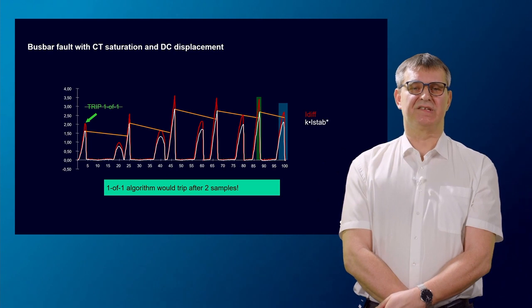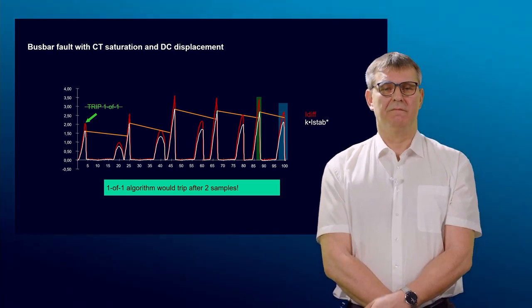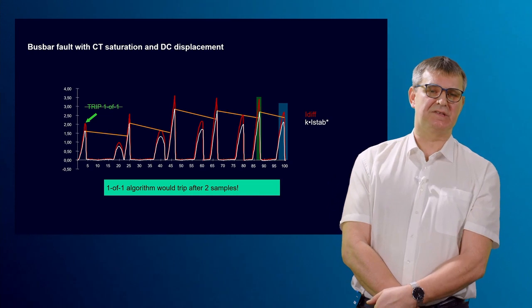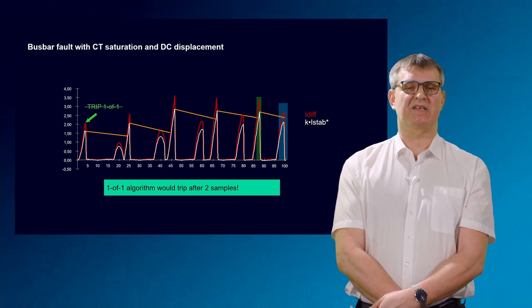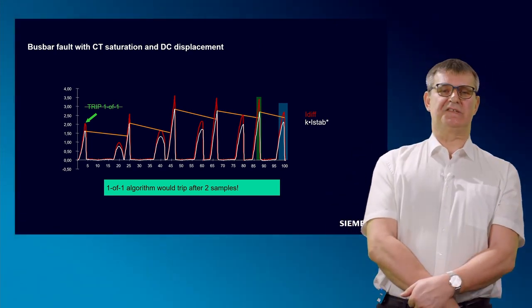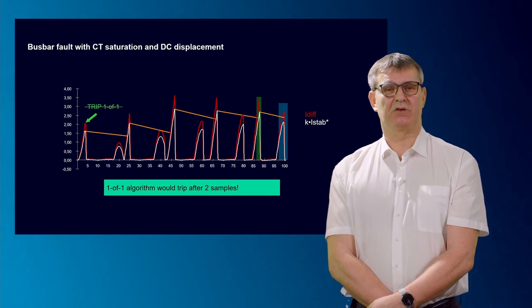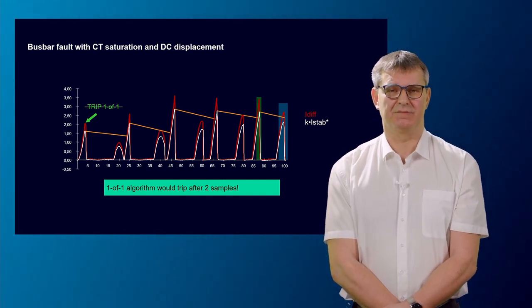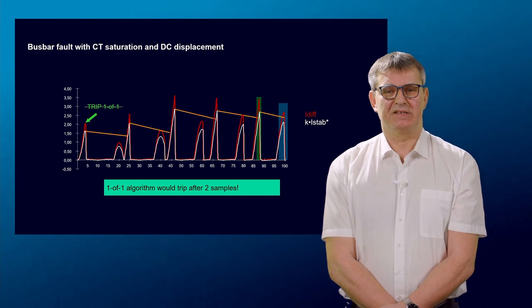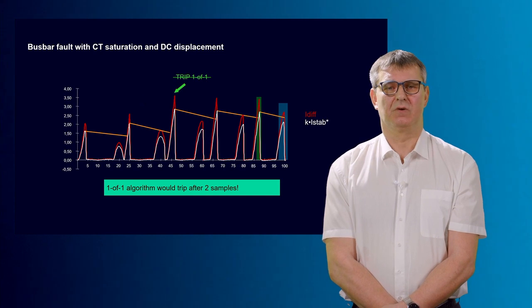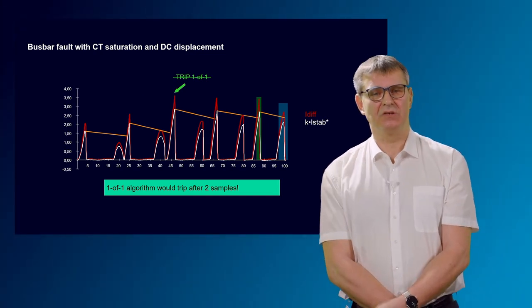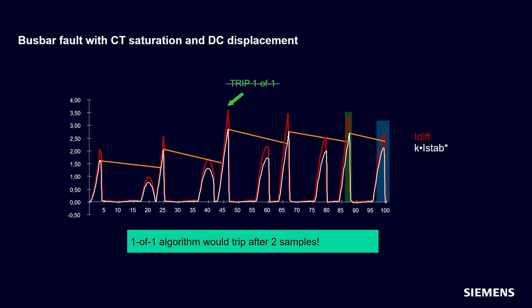Here the trip by 1 out of 1 will not happen, because you see on the y-axis the nominal current is at maximum only 2, and this will for sure not trigger a 1 out of 1 algorithm. So the 1 out of 1 algorithm cannot trip, and the 2 out of 2 algorithm also has no chance. You can see this little jump of the differential current, which is still above the modified stabilization current.